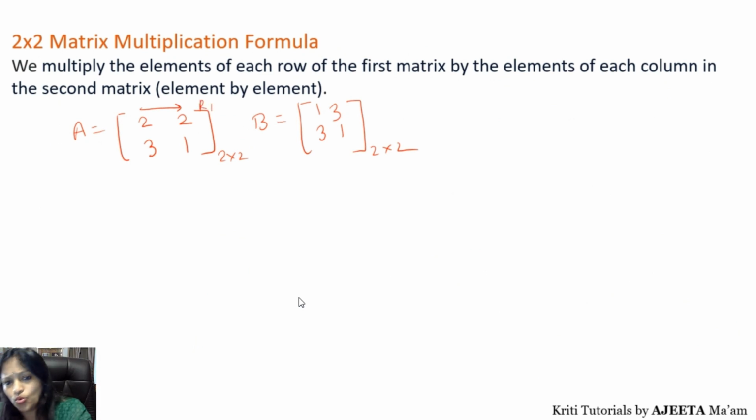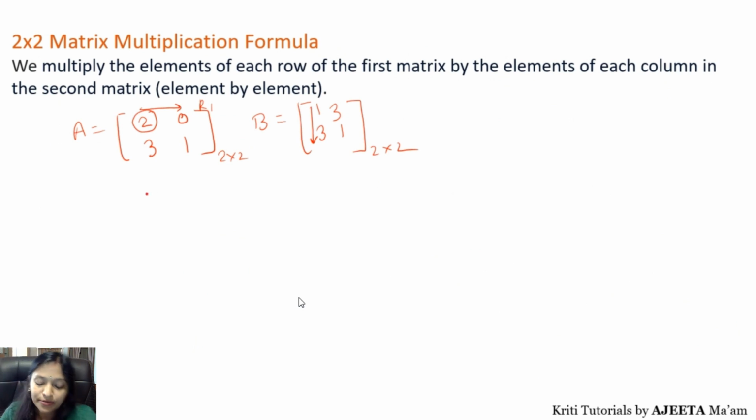2, 2. Both elements are the same. Okay, or let's change the matrix so that it will be clear to you. Now let's take 2, 0. These are the two elements for the matrix. Now let's take the first row with the first column. Correct? First row with the first column, and corresponding elements are to be multiplied. I repeat, the first row will be multiplied with the elements of the first column of the second matrix, and corresponding elements are to be multiplied.